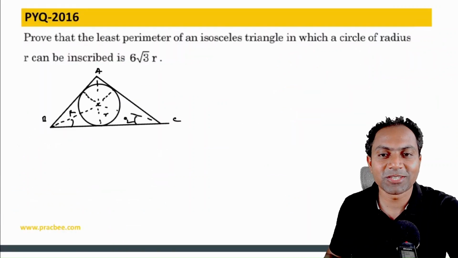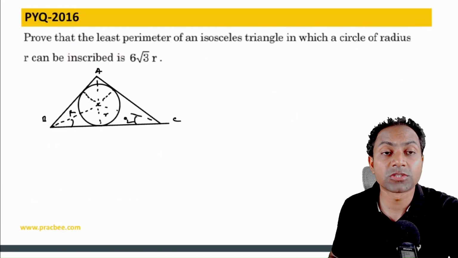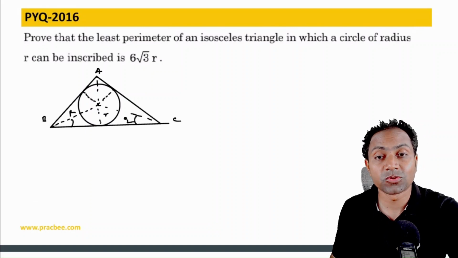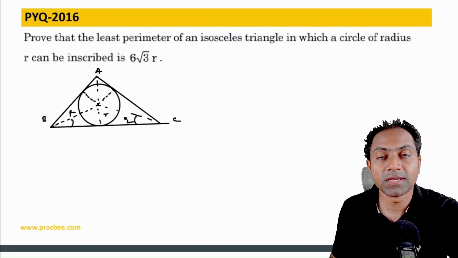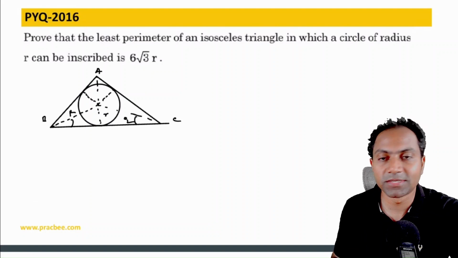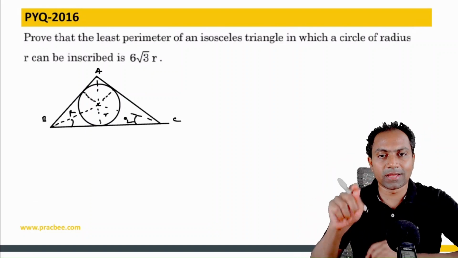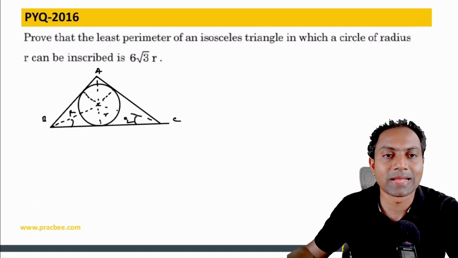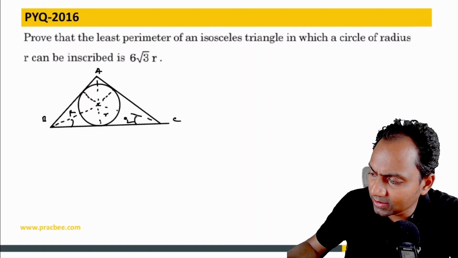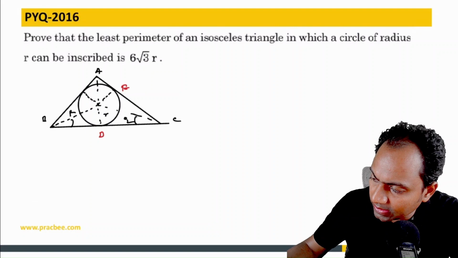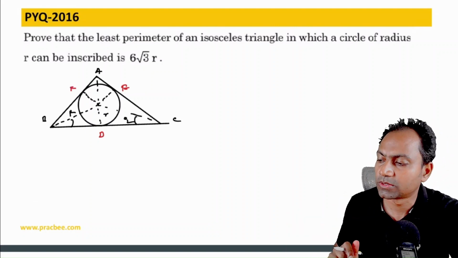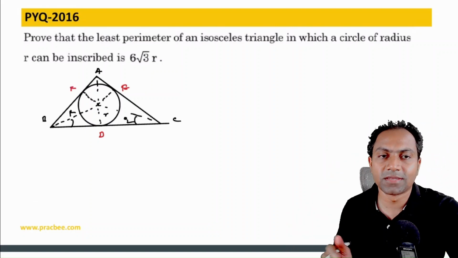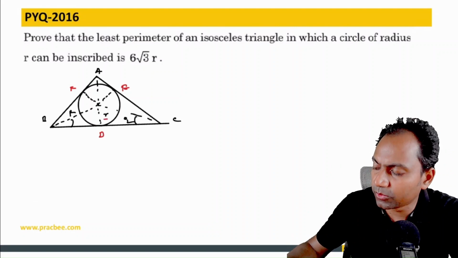If I look into this next question of 2016, it talks about the least perimeter of an isosceles triangle in which a circle of radius r can be inscribed. So what they are talking about is, there is a triangle ABC like we have drawn here, and there is a circle inside this triangle touching all the 3 sides. Let us say that it touches at D, E and F, these 3 points. The radius of this circle that is inside is given as r. I have put it here.